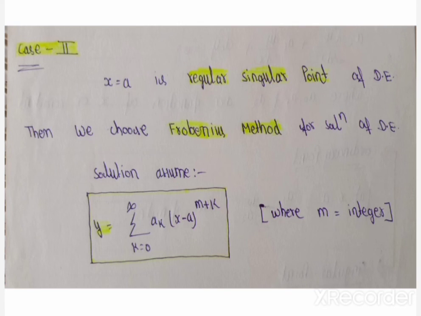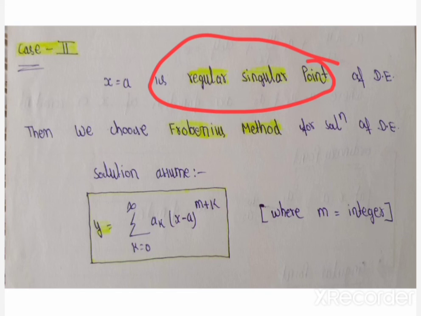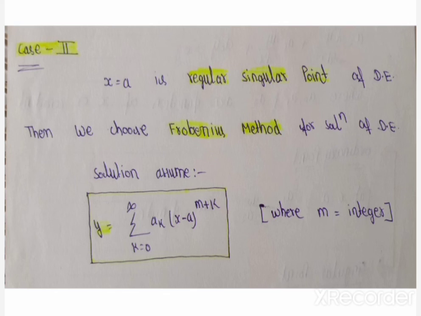So if x is equal to a is an ordinary point, then we will use the power series solution, and if x is equal to a is a regular singular point, remember, regular singular point, then we will use the Frobenius method. So in this lecture, we discussed ordinary point, singular point, and solutions. Next we will discuss in the next lecture.